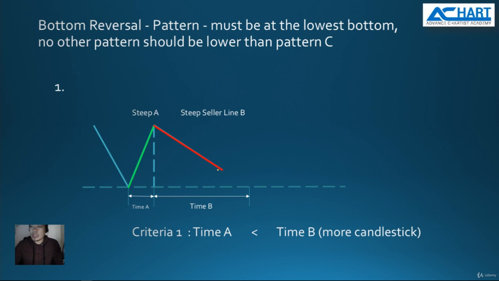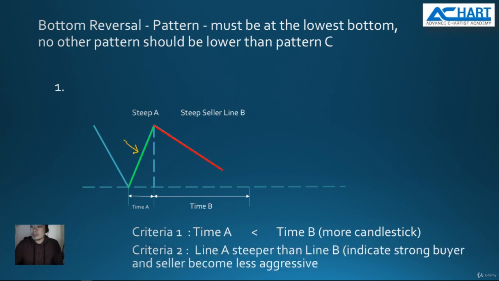This results in line A being steeper than line B. These are steeper than line B. So we can say that the buyer is aggressive, but the seller becomes less aggressive, and hence subsequently after the retracement, it has a potential to go up.